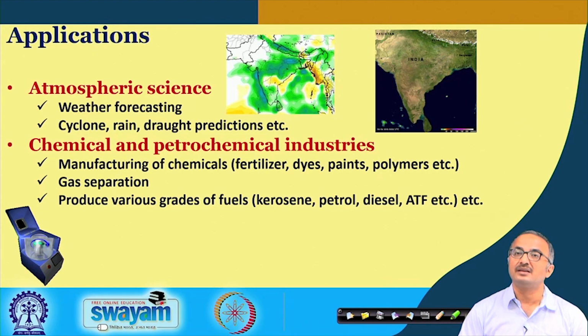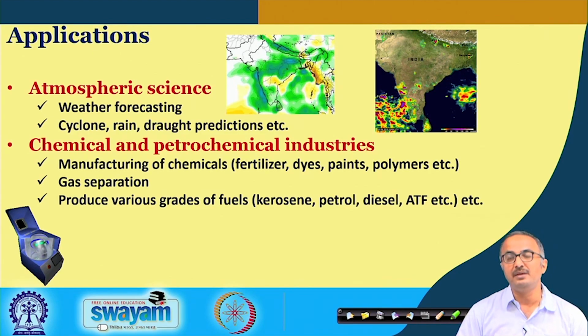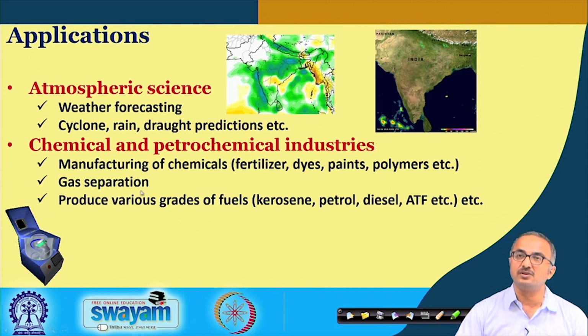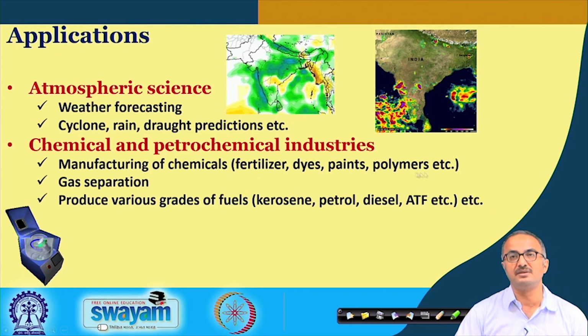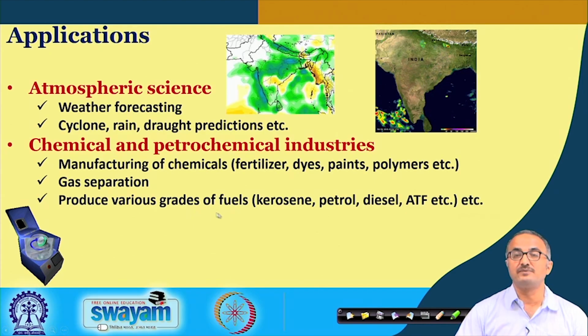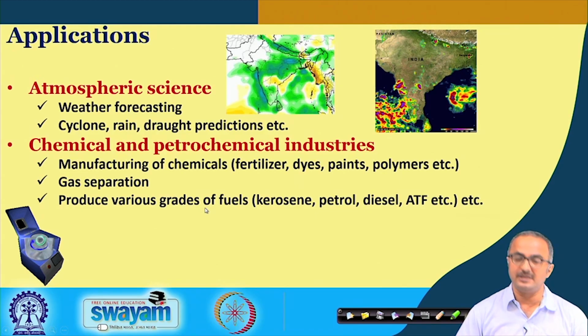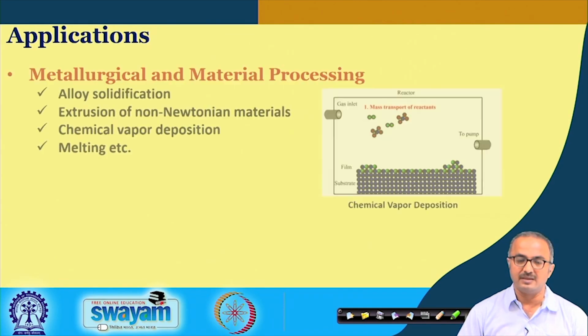And then in the chemical and petrochemical industries, we have a very big use of these kinds of balances, for example in manufacturing various types of chemicals like fertilizers, dyes, paints, polymers, etc., or gas separation, or producing various types of fuels from petroleum. Okay? So, every place we find there will be some application or other of these balance equations.